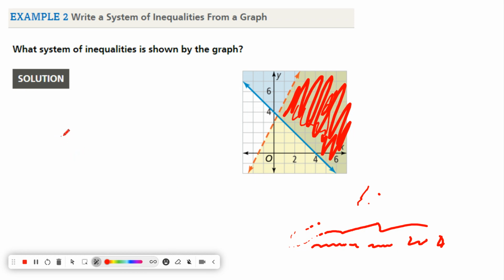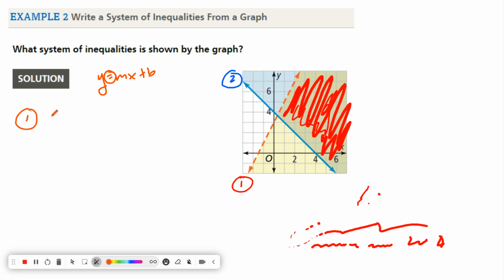So let's start with the red line, okay? We'll call the red line number 1, and we'll call the blue line number 2, okay? Now, let us recall that these are going to be in slope-intercept form. So y equals mx plus b. Now, the only difference is the equals will not be an equals. It'll be an inequality.